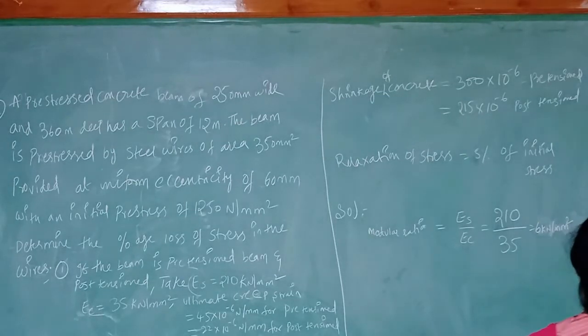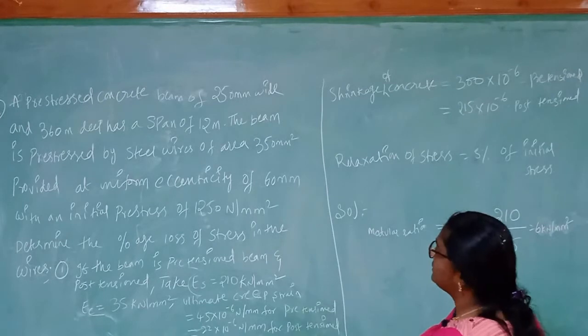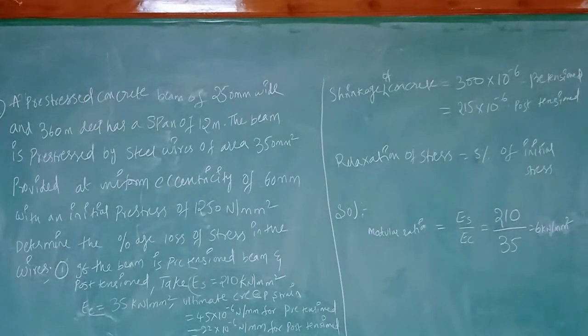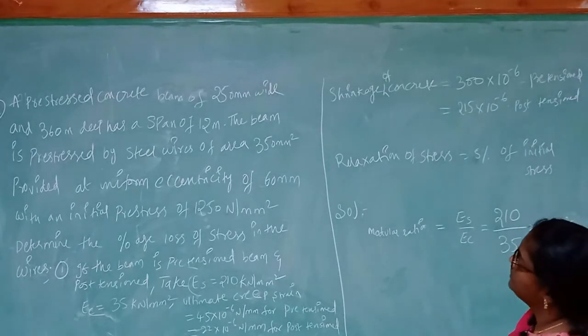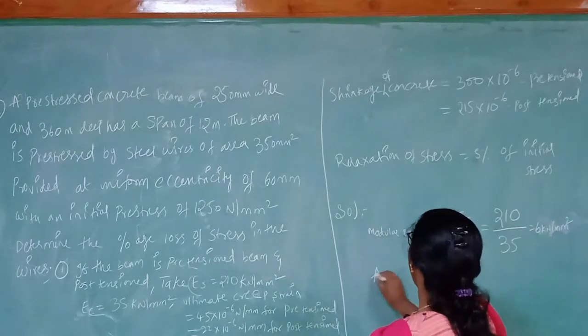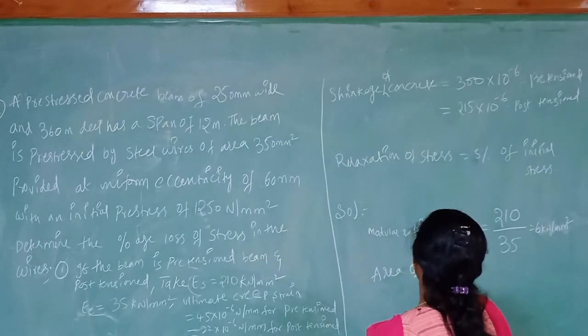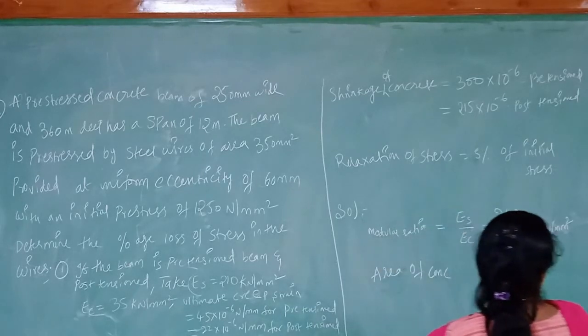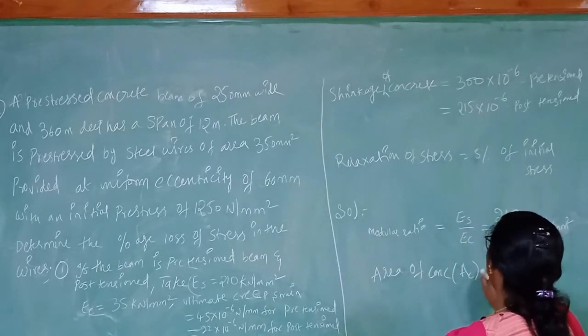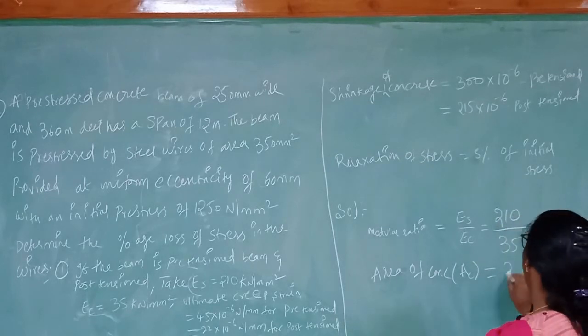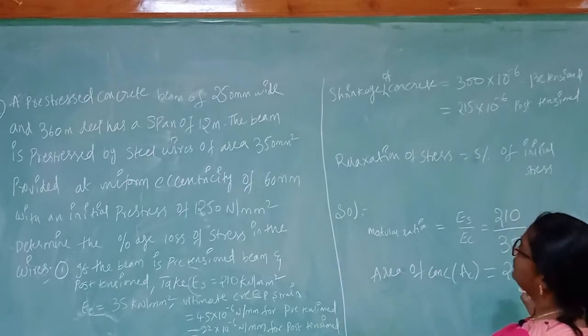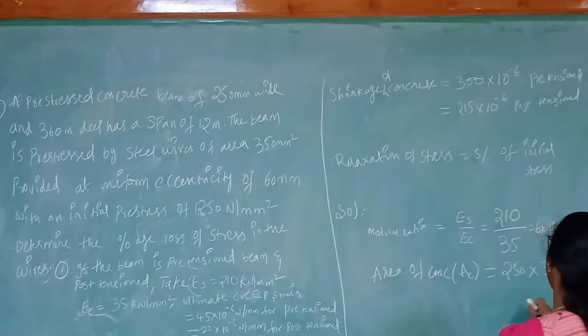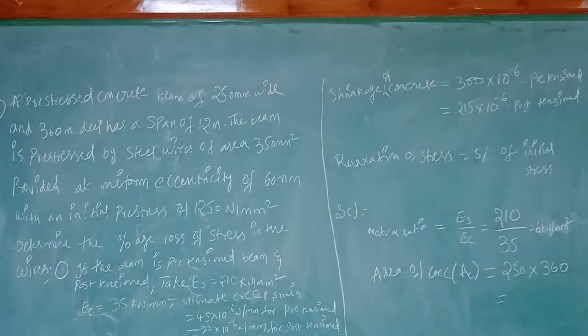Then after that, what do we need to calculate here? A pre-stressed concrete beam of 250 mm wide. First we need to find out the area of concrete; without finding the area of the concrete you cannot proceed. So what is the area of concrete here? 250 into 360.